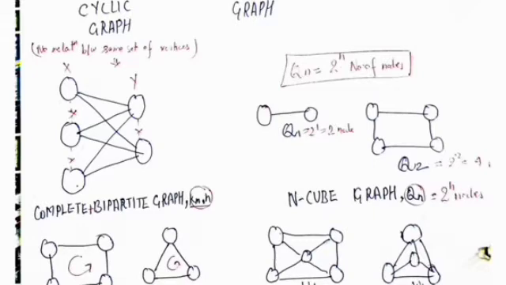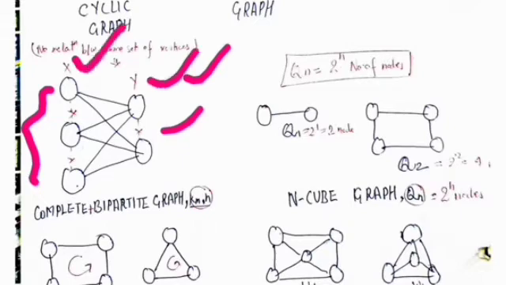So in the given graph here, X represents the set of elements and Y represents the other set of elements. Here in set X and set Y, there is no relation between vertices of the same set, but a complete connection of each element of set X to set Y exists. Therefore it is called a complete bipartite graph.